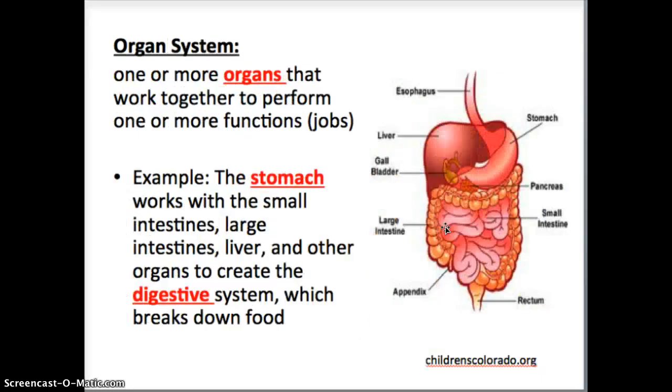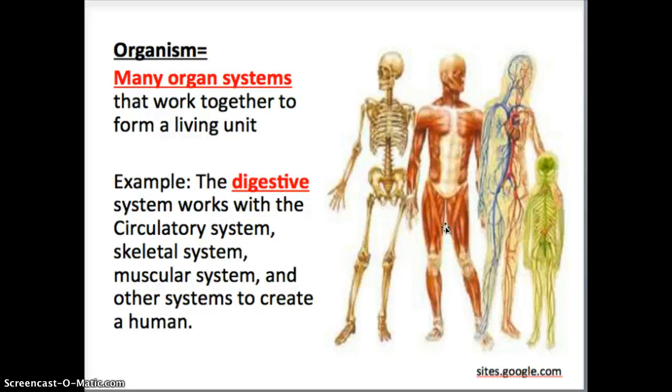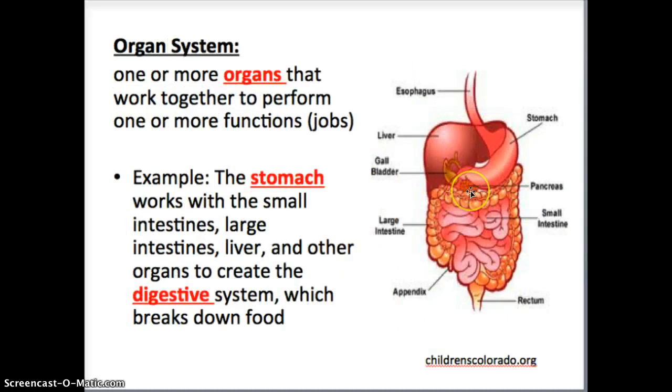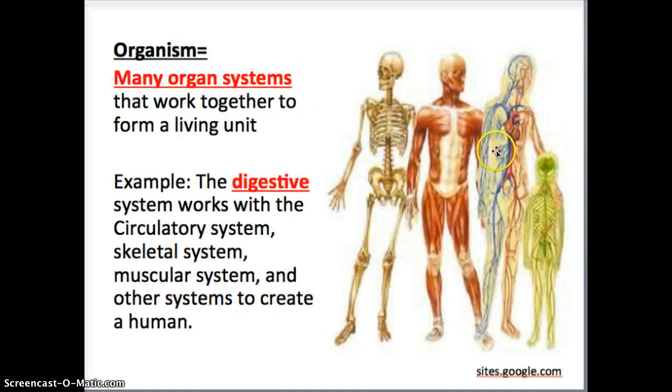Now, when many of these organ systems come together, we form an organism. Our bodies are made up of many organ systems that work together to help us stay alive. So, that digestive system that we just talked about actually works with all of these other systems, the skeletal, muscular, circulatory, and endocrine systems, all of these other systems to function. Without these other systems, we would not survive.